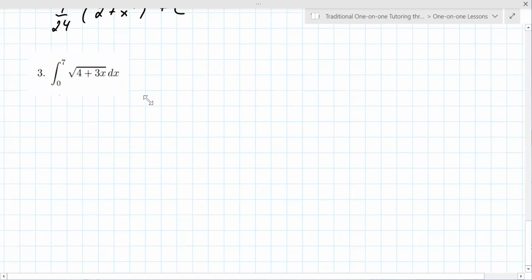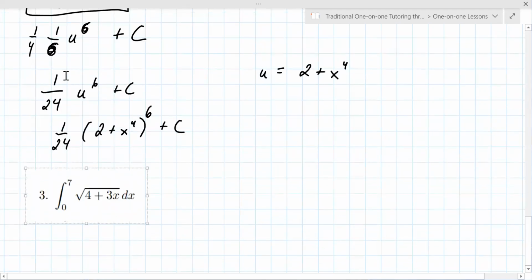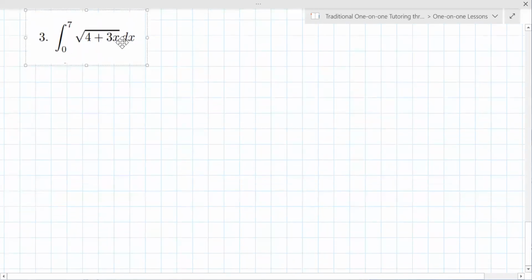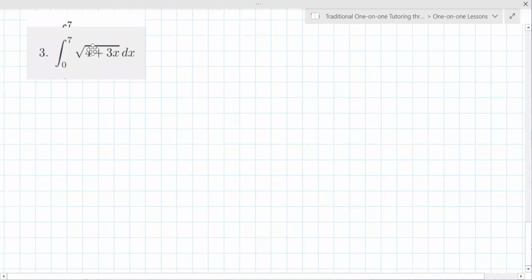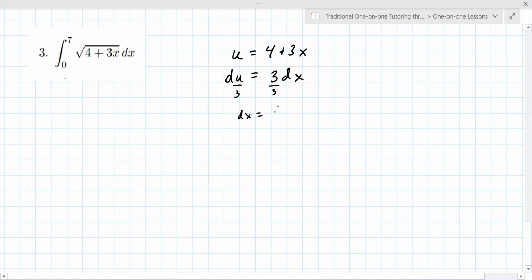Okay, let's look at another problem here. Let me know when you get caught up on this. Yeah. Okay, so this time I'm putting some bounds in. We'll talk about that in a moment. What is your u in here? What say you on this one? 4 plus 3x. Okay, so your du is, what's the derivative on the right? Just 3. 3 dx. So if you divide both sides by 3, dx equals du over 3.